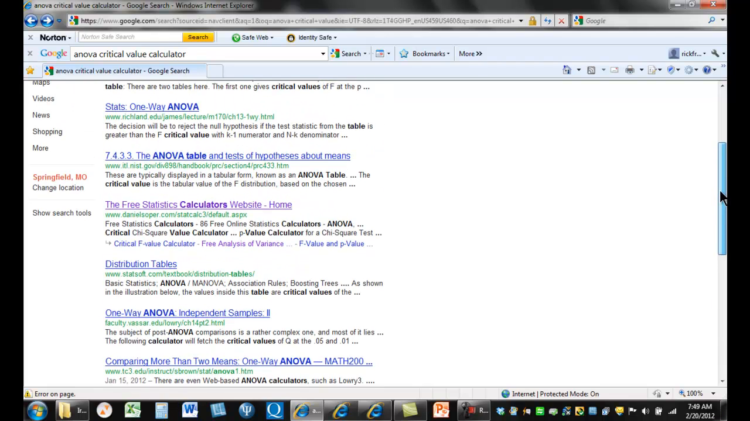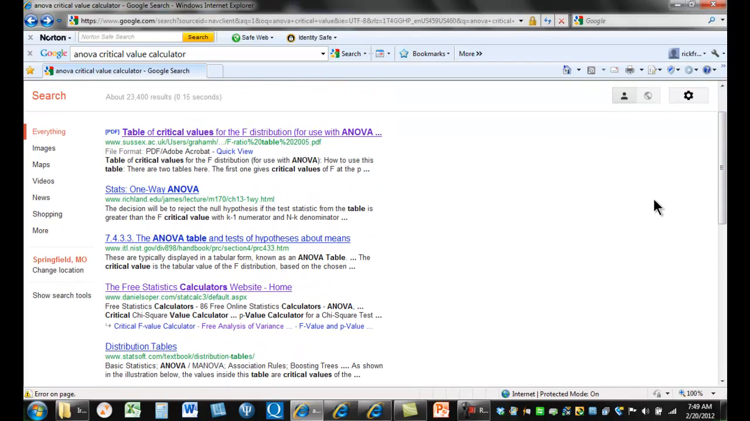Well, I'm not going to take any more time to look at it, but you can find these tables. I know you can find a calculator. It just takes a little bit of time to get through these websites to find the one that you want.